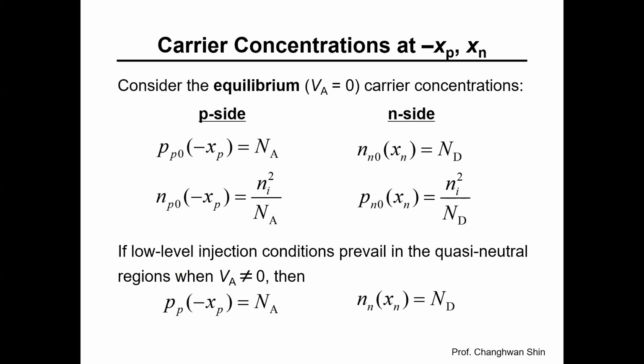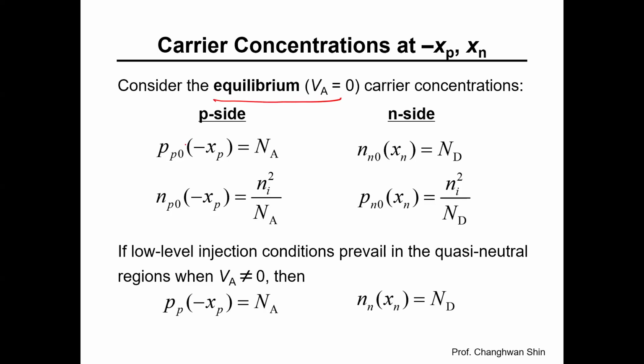All right, now let's take a look at the carrier concentration at depletion edges, minus xp and xn. Let's begin by understanding the carrier concentrations at the edges of the depletion region. First, consider the equilibrium case.